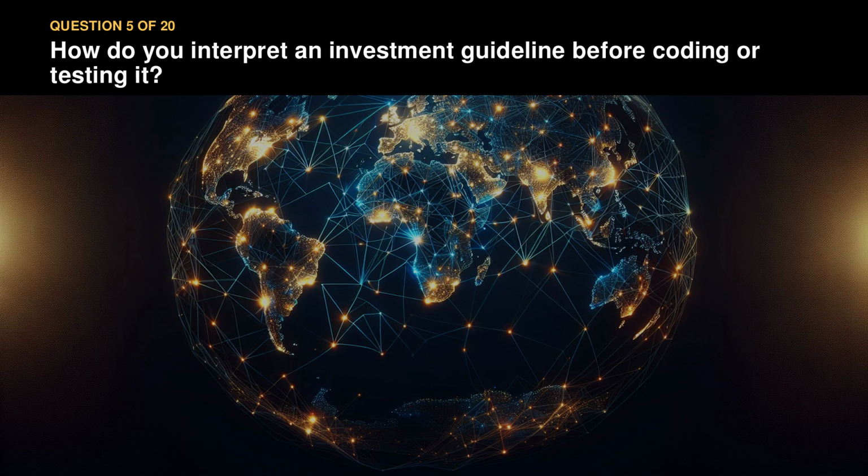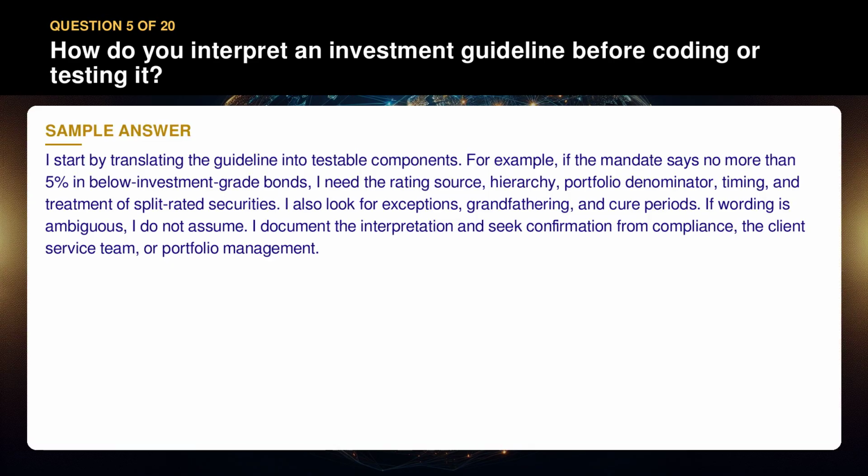Question 5. How do you interpret an investment guideline before coding or testing it? I start by translating the guideline into testable components. For example, if the mandate says no more than 5% in below investment grade bonds, I need the rating source, hierarchy, portfolio denominator, timing, and treatment of split-rated securities. I also look for exceptions, grandfathering, and cure periods.